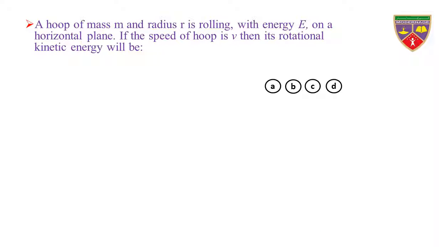A hoop of mass m and radius r is rolling with energy E on a horizontal plane. If the speed of hoop is v, then its rotational kinetic energy will be option A E, option B 0.5 E, option C 0.4 E, option D 0.7 E. The key is 0.5 E. Therefore, the correct option is B.